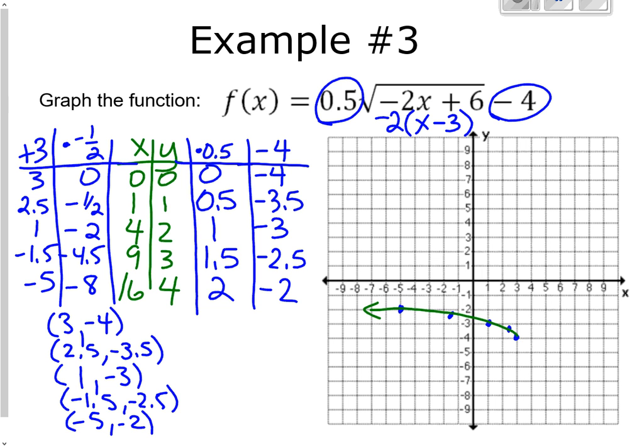Oh, and look at that. We do have a square root graph. This square root graph has been reflected in our y-axis. It's been vertically compressed by a factor of 1/2. It's been horizontally compressed by a factor of 1/2. And it's been moved 3 to the right and 4 down. That's a great question. Lots going on there.